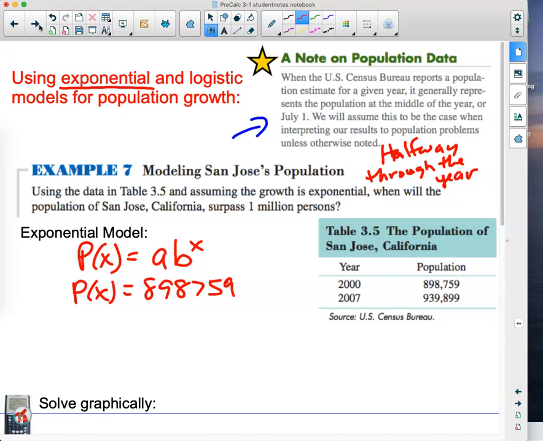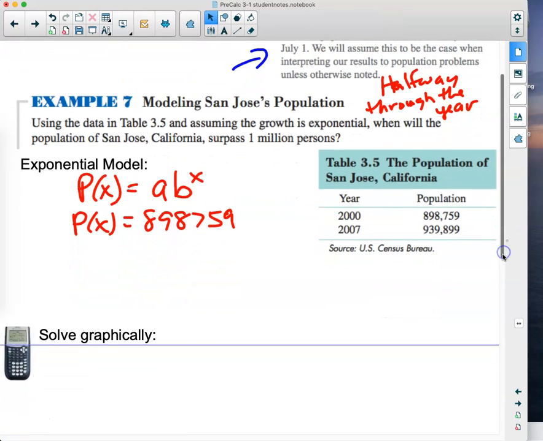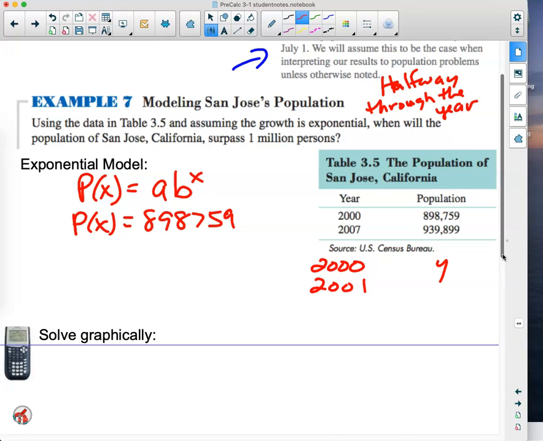The part that we have to spend a little bit of time on here is figuring out, so what was b? So I have to think, what do exponential models look like? In 2000, they started off with some number. I'll just call it y. And then for 2001, because this was an exponential model, they had to take it times b, whatever b was.